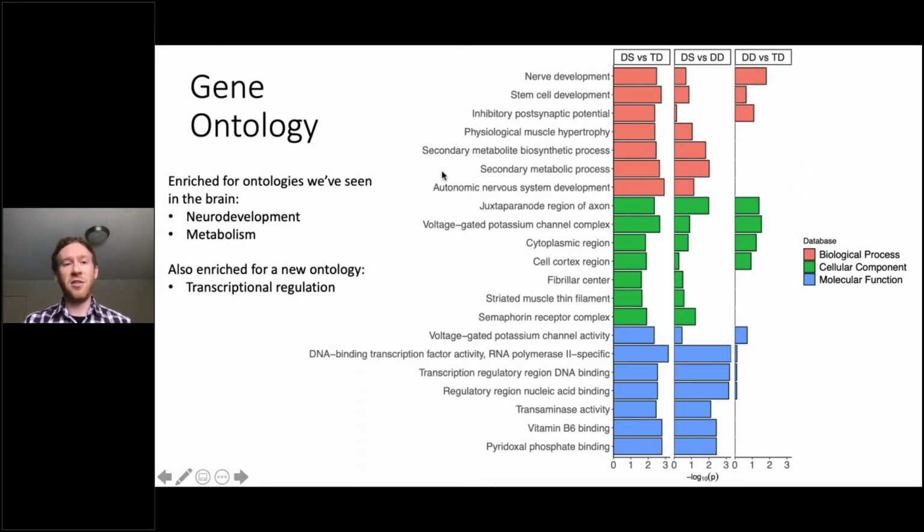And so what we see actually is that there's an enrichment for ontologies that we saw in the brain, like neurodevelopment and metabolism. So this might reflect some of that pan tissue signature. But what was also unique to us really is that we see a new ontology that hasn't really been implicated yet, which is transcriptional regulation. A lot of genes really seem to be regulating gene expression overall, and that's really unique. And it's also interesting still to see that we see a lot about neurodevelopment in these newborn blood spots.